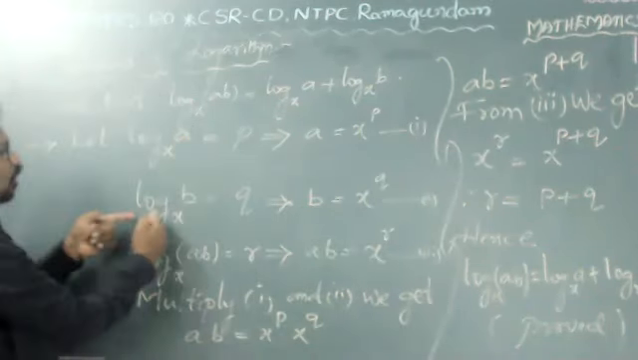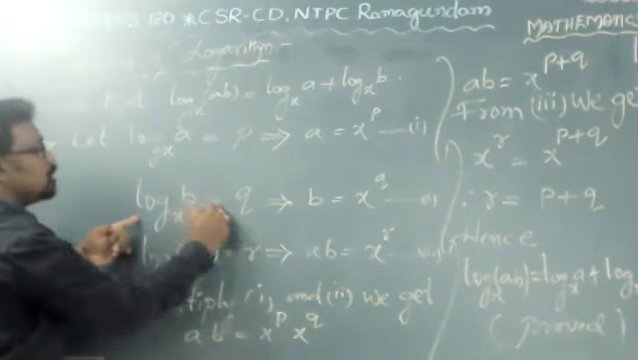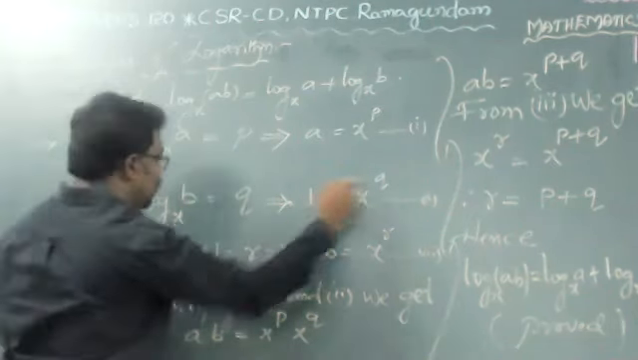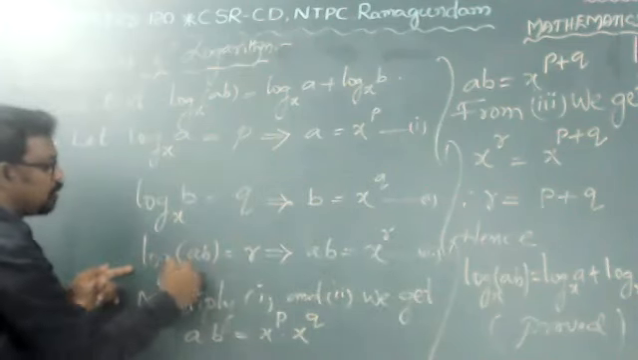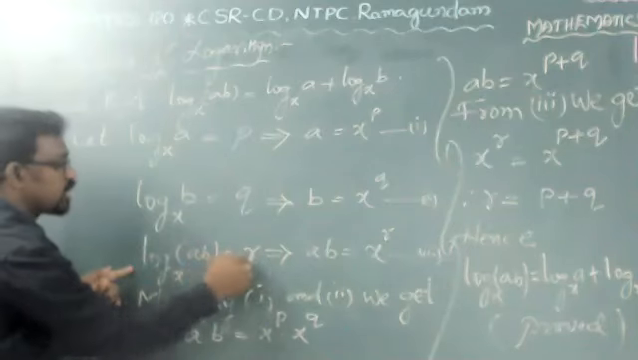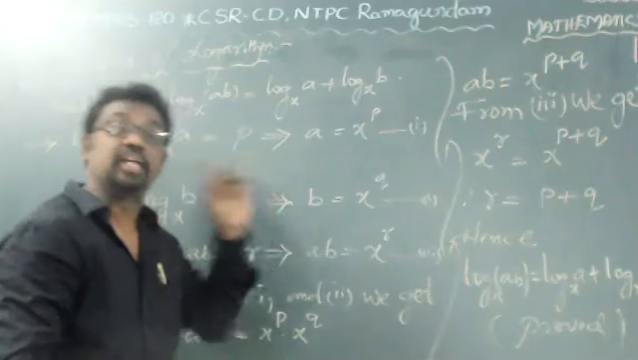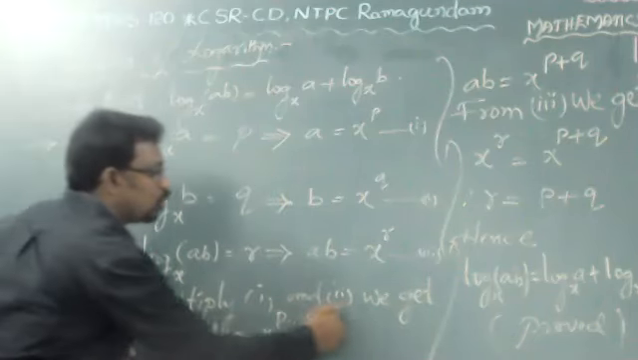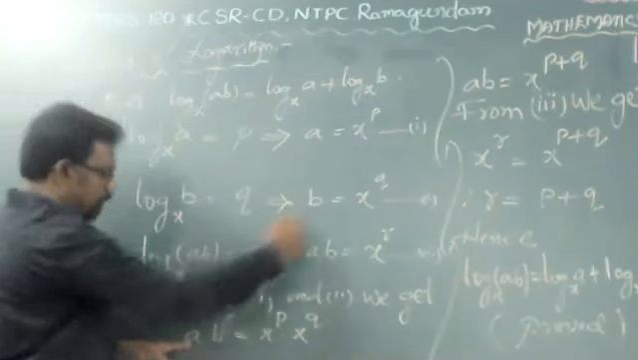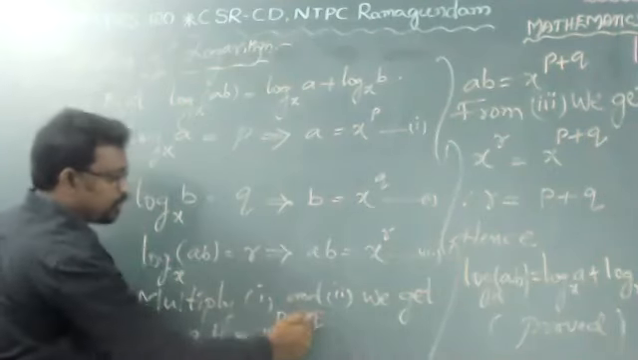Similarly, log b to the base x is equal to q. Then b is equal to x power q. Same with the third one: log ab to the base x is equal to r, so ab is equal to x power r. Since the property is product, multiply the first and second. We get a into b is equal to x power p into x power q.